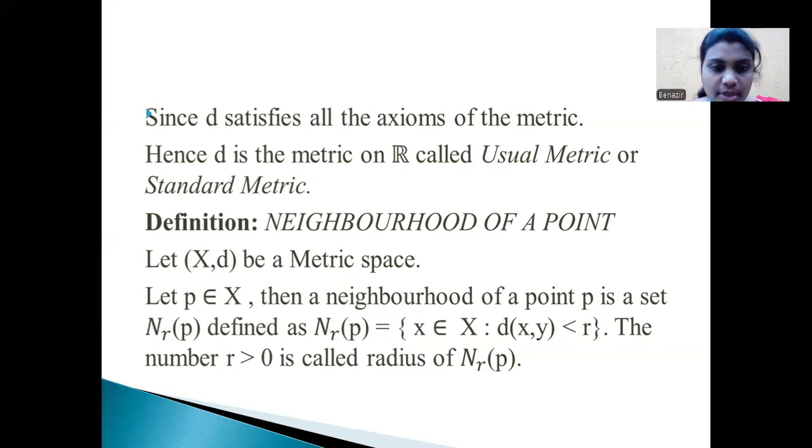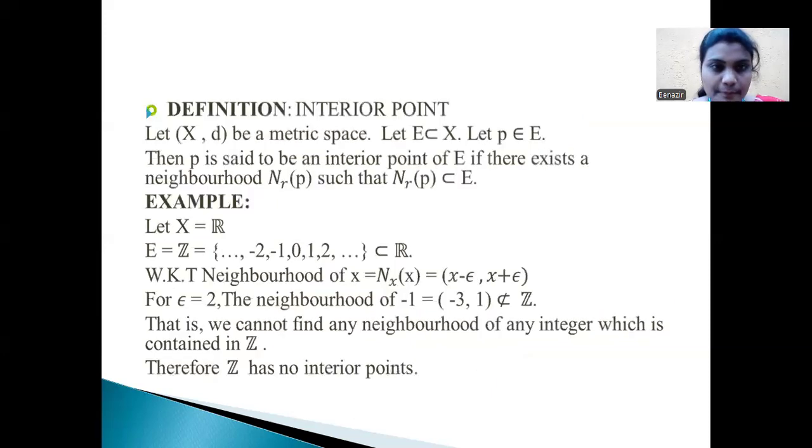Now, the definition of neighborhood of a point. Let (X,d) be a metric space. Let p belongs to X. Then a neighborhood of a point p is a set N_r(p) defined as N_r(p) is equal to the set of all x belongs to X such that d(x,p) is less than r. The number r greater than 0 is called the radius of N_r(p).